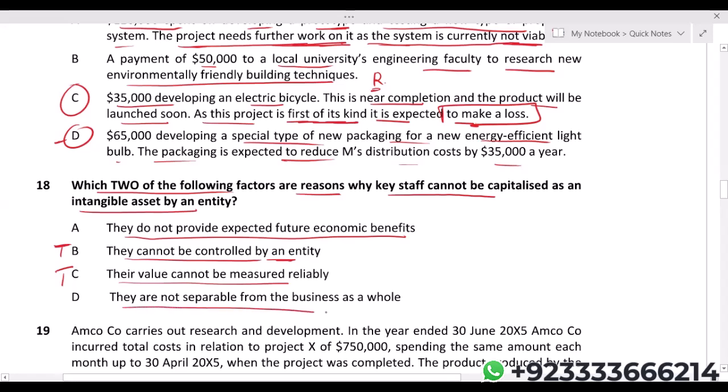They are not separable from the, they are separable. So basically, B and C. Of the following factors, we have said B and C are the factors. That is why, due to B and C, we are not capitalizing the key staff.